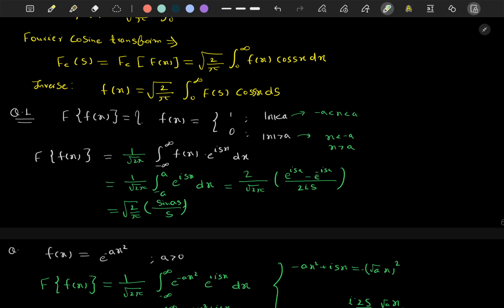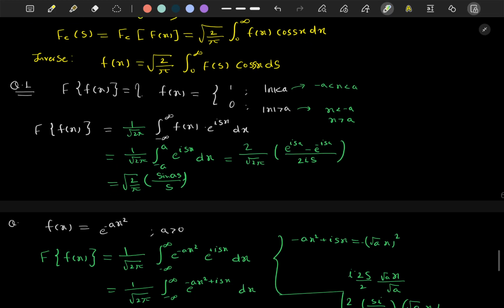What does it represent? It represents the values of x for which x is less than minus a and x is greater than a. Okay, now the function's Fourier transformation, as we have studied, 1 over root 2 pi, minus infinity to plus infinity, f of x e raised to the power iota sx dx. So simply put, the value of the function is 1 and the limit is minus a to plus a. So when you solve it, e raised to the power iota theta minus e raised to the power minus iota theta divided by 2 iota theta. So what is this? Sin as by s.